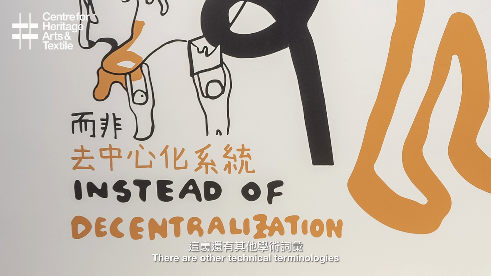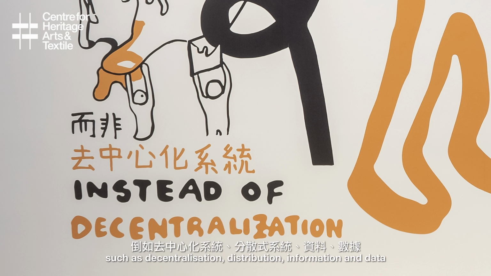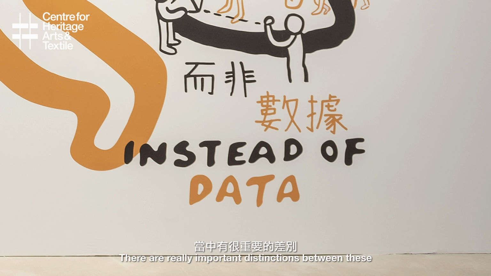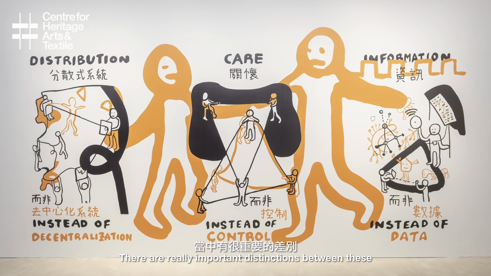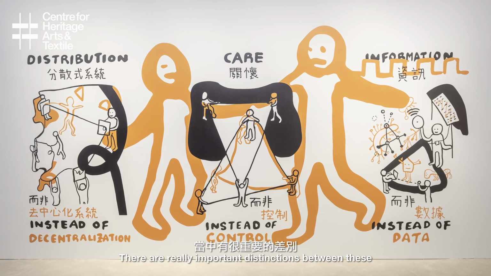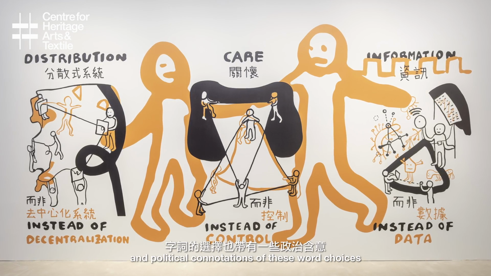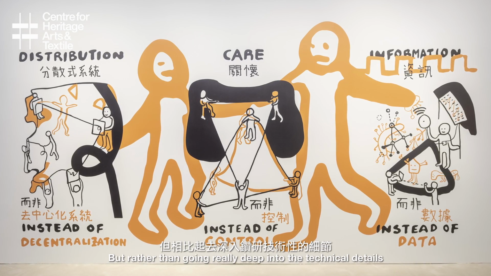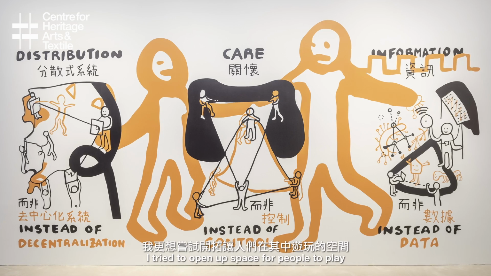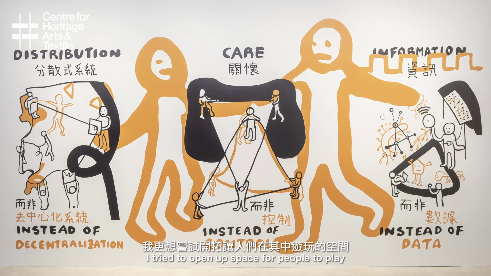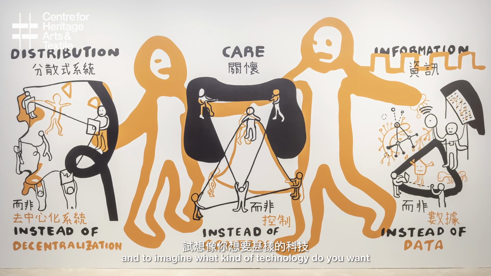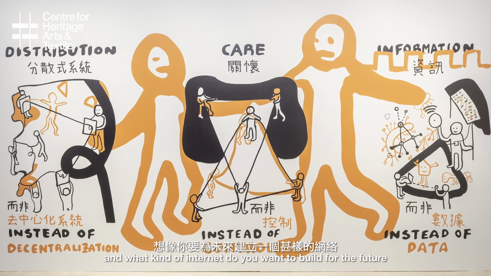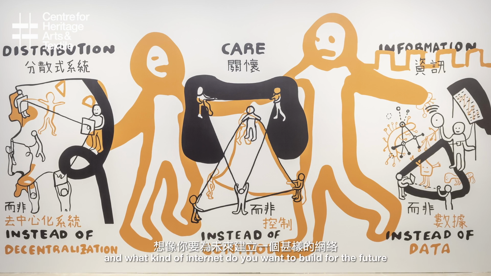And there are other technical terminology such as decentralization, distribution, information and data. And there are really important distinctions between these and political connotations of these word choices. But other than going really deep into the technical details, I try to open up the space for people to play and to imagine, like, what kind of technology do you want? And what kind of internet do you want to build for the future?